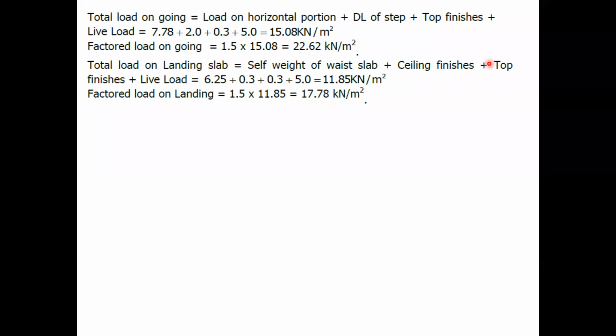Any doubt? Similarly, total load on landing slab is equal to self weight of waste slab plus ceiling finish plus top finish plus live load. And this one again you have to convert to factored load. So is there any doubt?